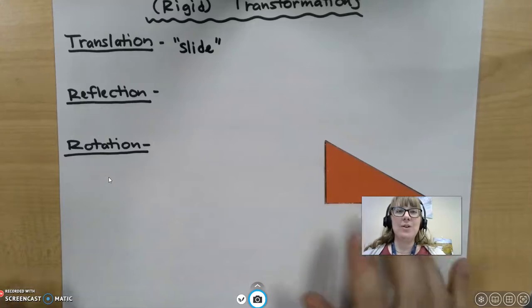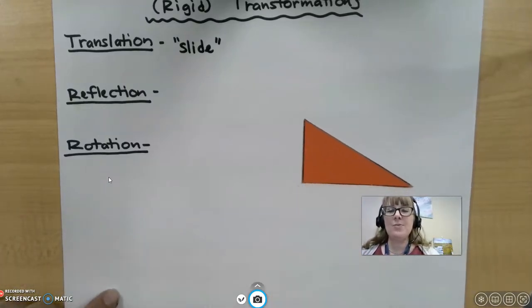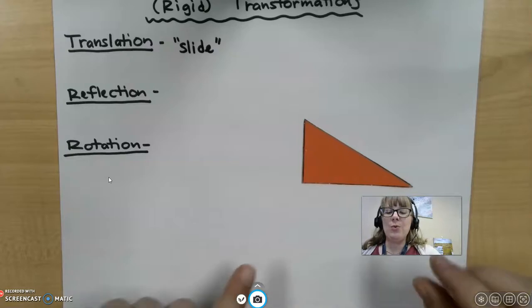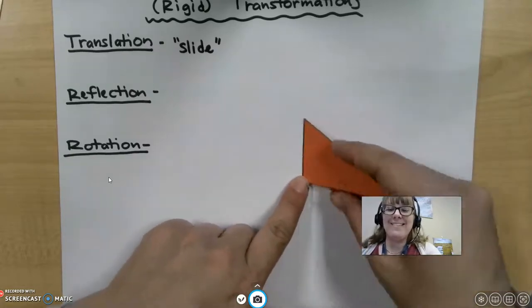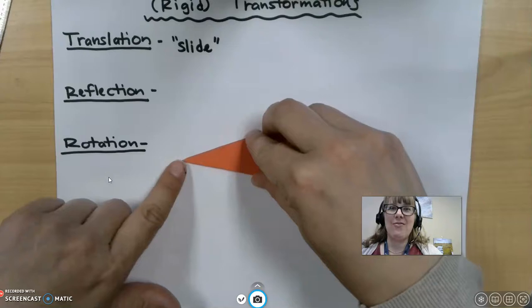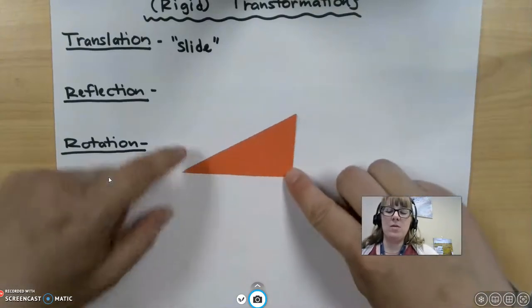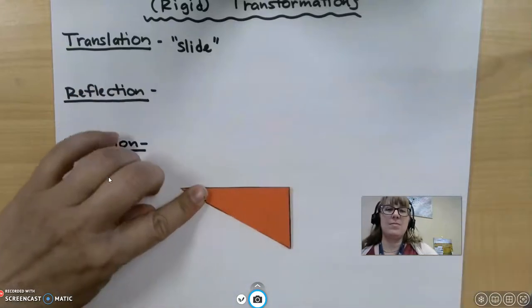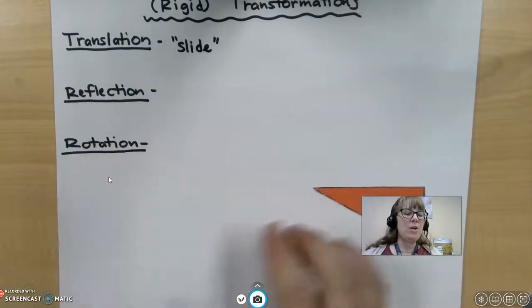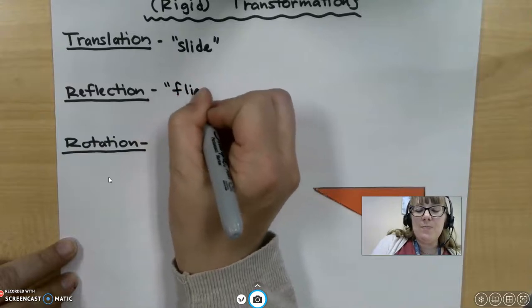The next one is reflection. It's a little bit harder to demonstrate, so bear with me. Here's my figure. I'm going to perform a reflection. There we go. There's the reflection. What happened? Let's do another one. A word that we could use to describe reflection is a flip.